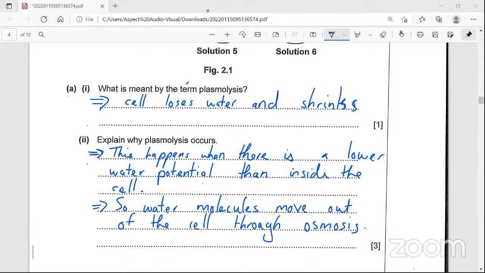What do the guys on chat say? Water moves out of the cell. Yes, correct. That was the first question there. Right, so quickly copy that down and then we move on.